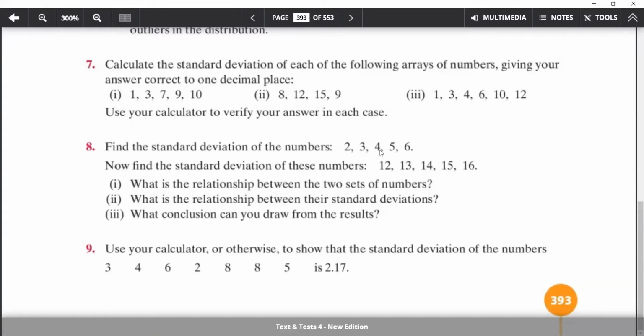So they have the same spread. That's what we're looking at here, even though their center is different. This has a center of about 4 and this has a center of about 14 in our second set. But we're going to be asked, what is the relationship between their standard deviations? And I think when we do this in the calculator, we'll find that it's the same. And the conclusion will be that the spread of these two sets of numbers is identical.